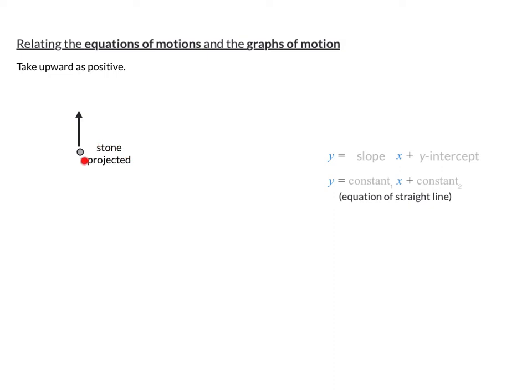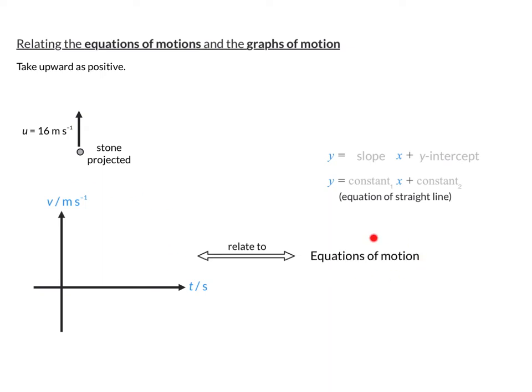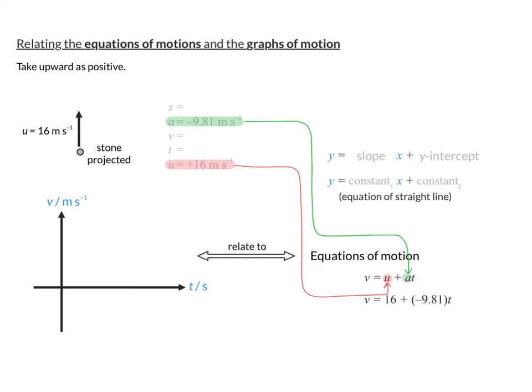Suppose a stone is initially projected upward at 16 meters per second, and we want to relate its vt graph to its equation of motion. Let's start. Its initial velocity u is upward or positive 16 meters per second, and its acceleration a is that due to gravity, and is therefore downward or negative 9.81 meters per second squared. Using v equals u plus at and putting in these values, we have this.